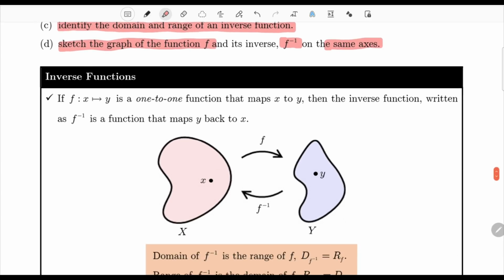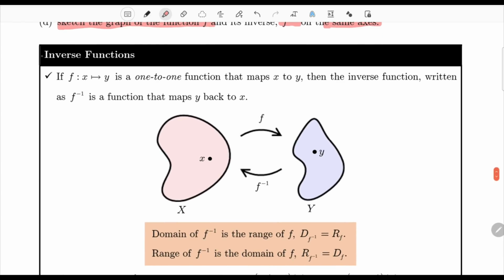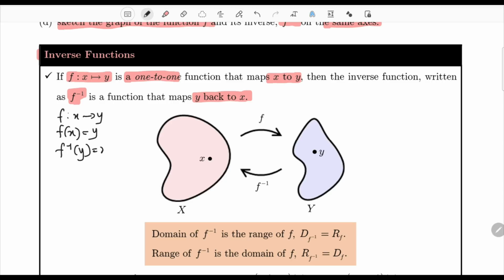So let's look at the box below here. So we have inverse function. If f is a one-to-one function that maps from x to y, then the inverse function, written f inverse, maps y back to x. So let's rewrite it again. If we have f from x to y, we can write it as f(x) equal to y. Similarly, f inverse of y equal to x.